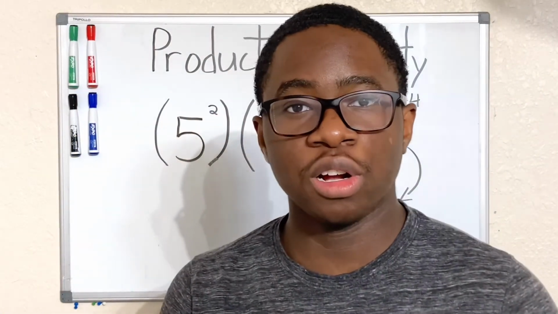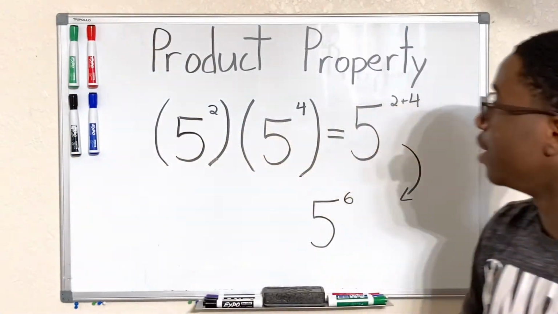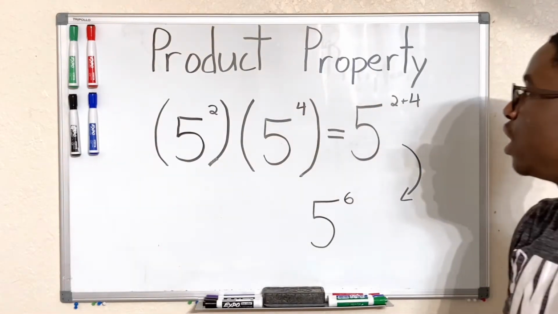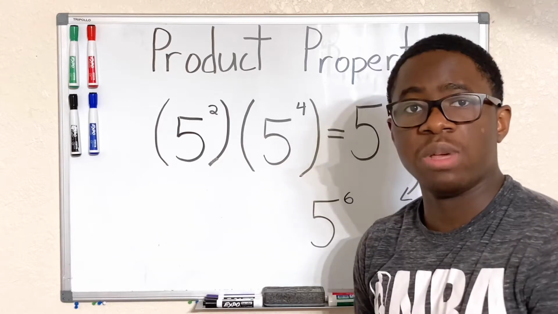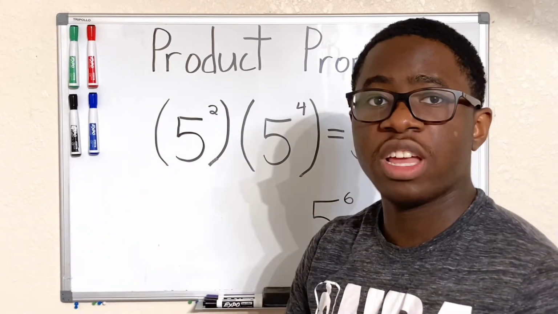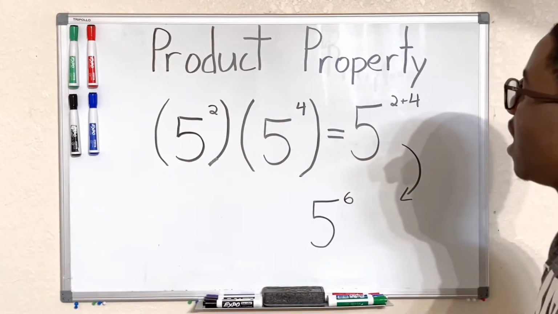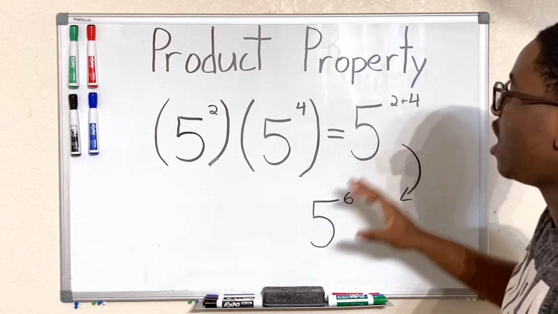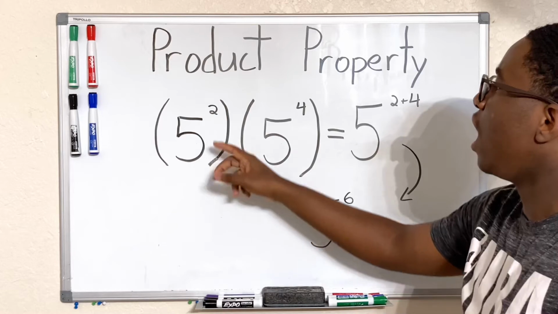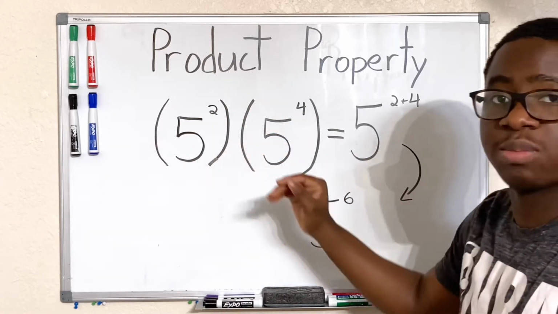Alright guys, so the third exponent rule on our list here is the product property. Now what does it do? I'll explain. So basically we have the same number being raised to two different exponents. So in this case, our same number is 5. So what we're going to do, we're going to put 5 to the side, and basically we're going to have our exponents. We're going to add our exponents together.